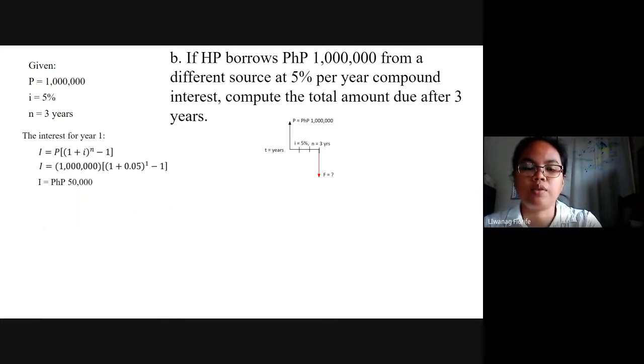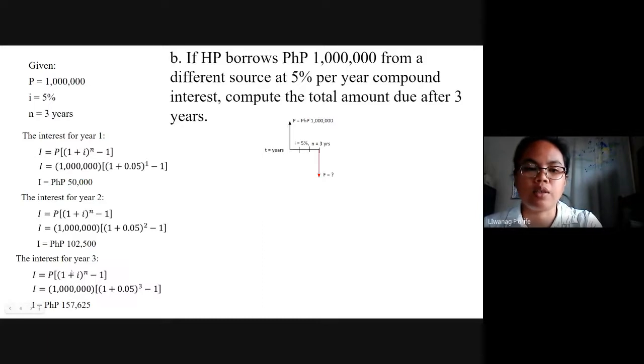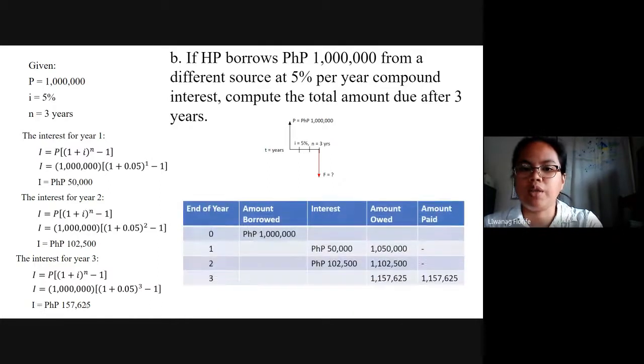So the interest for year 1, considering the formula I is equal to P times the quantity 1 plus i raised to N minus 1, we have for year 1, 50,000 pesos. For year 2, considering that N is equal to 2, the total interest now for year 2 is equal to 102,500 pesos. On the other hand, for year 3, considering N is equal to 3, the total interest is equal to 157,625 pesos.